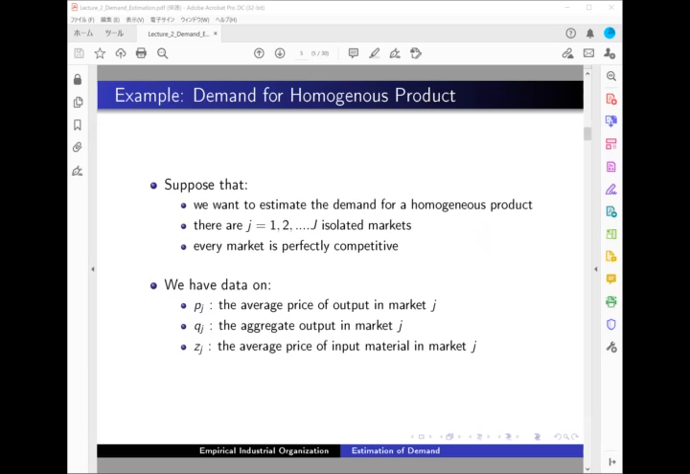Let's take a look at an example. Suppose that we want to estimate the demand for some homogeneous product, and there are J geographically isolated markets. For simplicity, assume that the markets are perfectly competitive. We have data on the price, quantity, and the price of input to produce the final product for each market. So if the output is coffee, then the input price in this case can be the price of coffee beans.